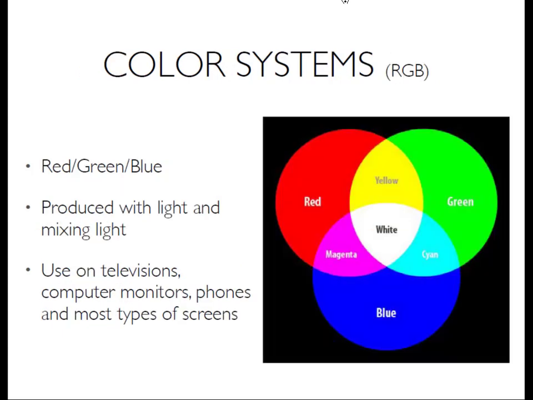Okay, next we're going to talk about color systems. We're going to talk about RGB and we're going to talk about CMYK. So in terms of the difference between the two, RGB is the color system that you are seeing on your computer, on your cell phone, on your TV, anything that creates color through the emittance of light, okay? So anything that uses light to emit color. So TVs, computer monitors, your cell phones, all of these devices use the RGB color system.